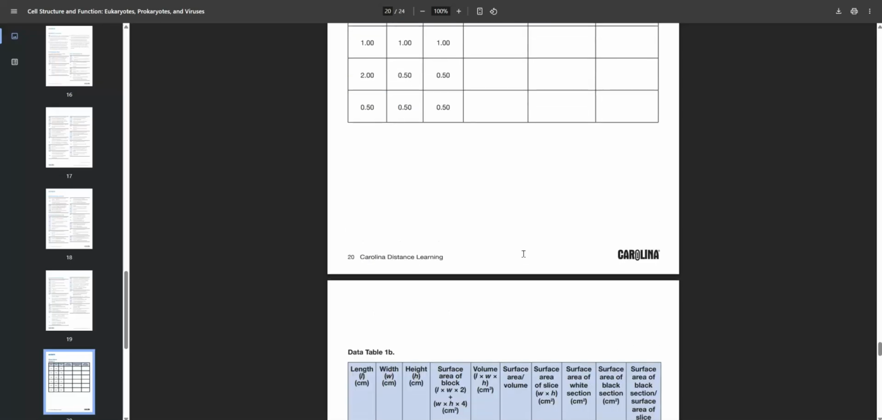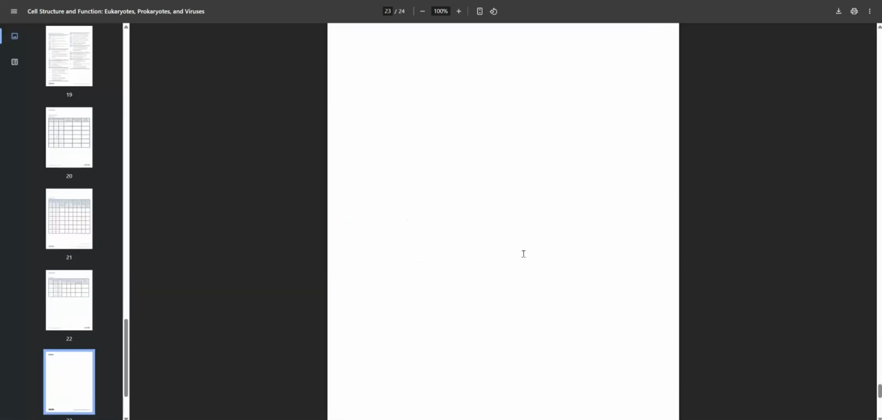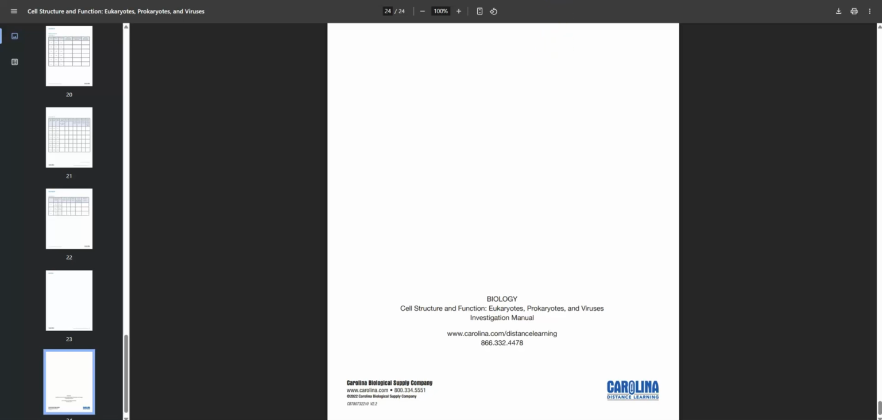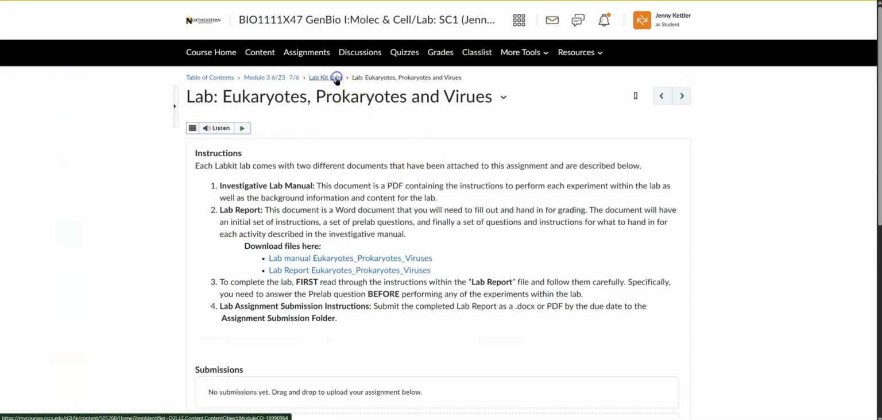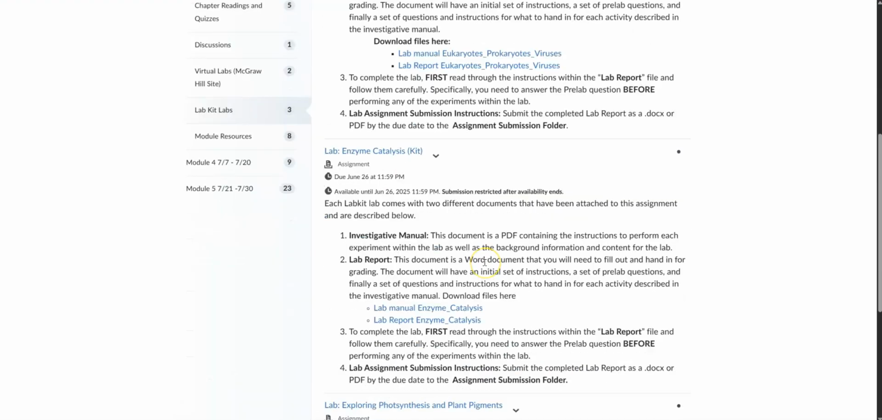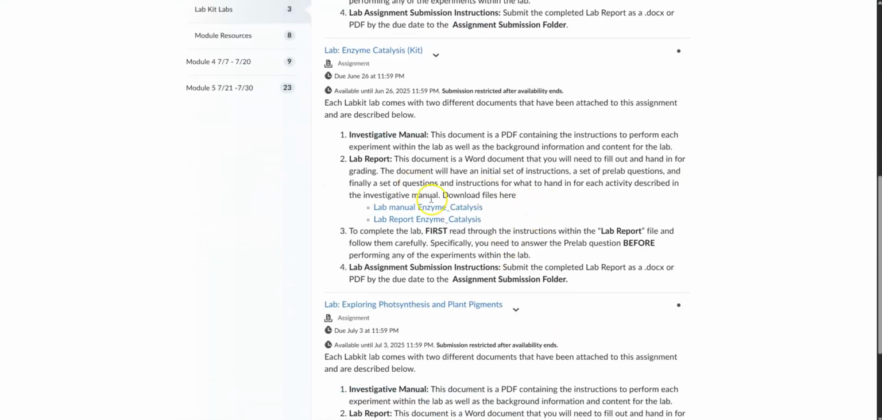All right, so here's your data table, right? Similar to Module 2 labs. So let's go ahead and look at your next one, your enzyme lab.